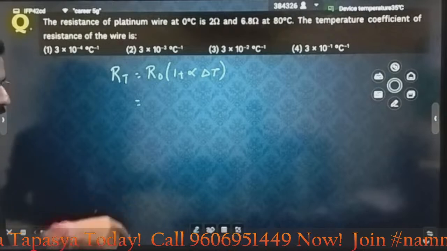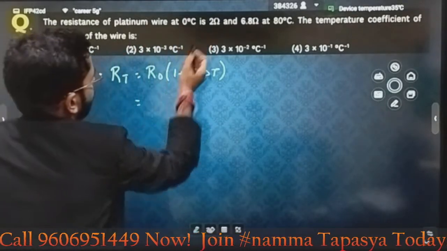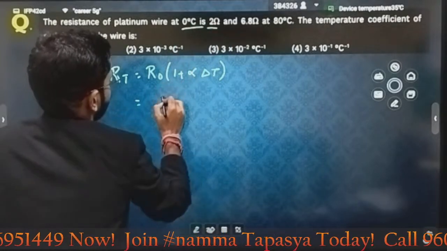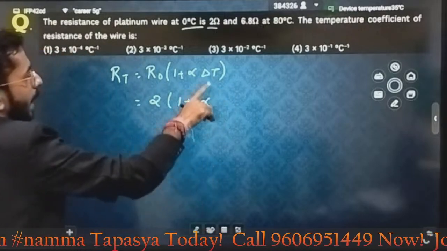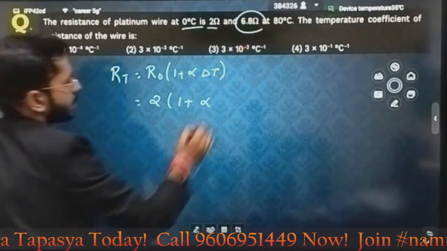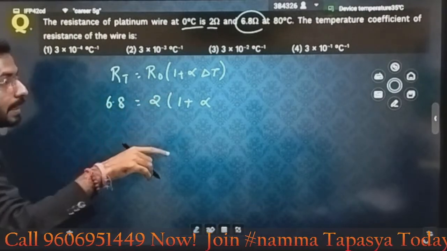R naught is what? It is the resistance defined at temperature T equal to 0. Resistance of platinum at 0 degrees Celsius is defined as 2. Very good. 1 plus alpha, that is what you have to calculate. At a temperature of 80 degrees Celsius, it is 6.8. That means the resistance is 6.8 at 80 degrees Celsius.